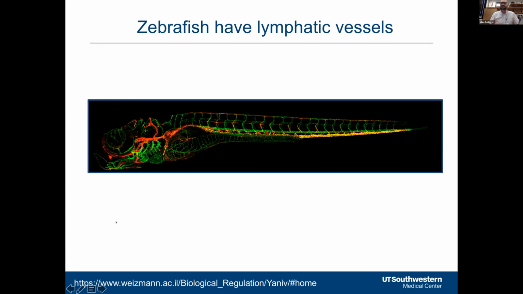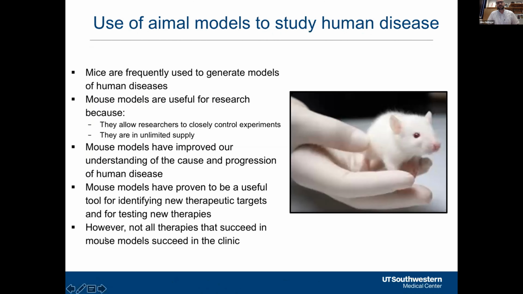However, there are some disadvantages to using zebrafish, and that is that some parts of their lymphatic system do not fully recapitulate or mimic a mammalian lymphatic system. And that's why we primarily use mouse models.